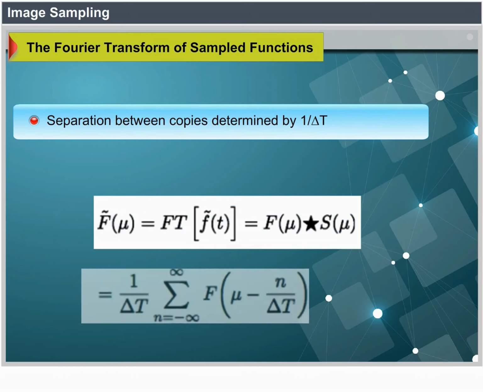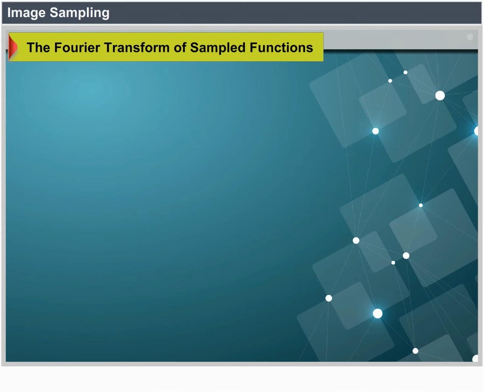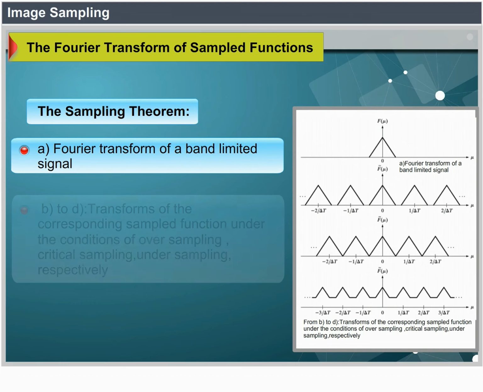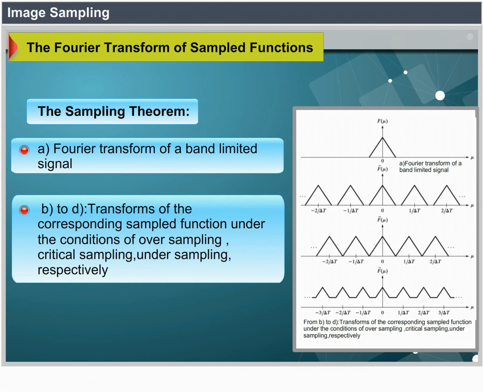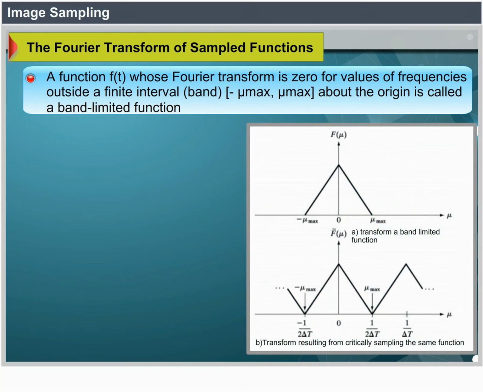A function f(t) whose Fourier transform is 0 for frequencies outside a finite interval or band, -μmax to μmax, about the origin is called a band-limited function. Sufficient separation is guaranteed if 1/Δt is greater than 2μmax. Sampling theorem: a continuous band-limited function can be recovered completely from a set of its samples if the samples are acquired at a rate exceeding twice the highest frequency content of the function. The Nyquist rate representation is as shown on screen.